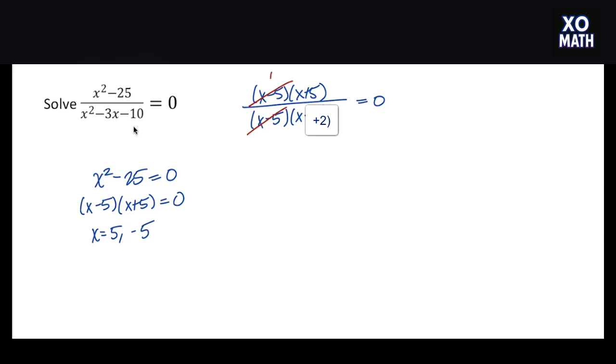And so we really only have one quantity on the top, one factor that we're going to set equal to 0. So only x equals negative 5 is a solution to the equation. So if we plugged in positive 5, that creates 0 over 0, and we can't have division by 0. So only negative 5 is a solution to this equation.